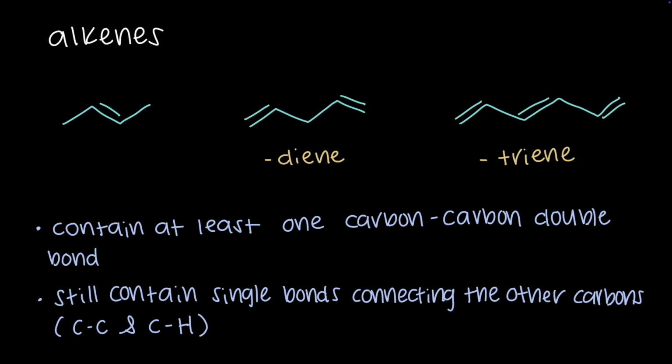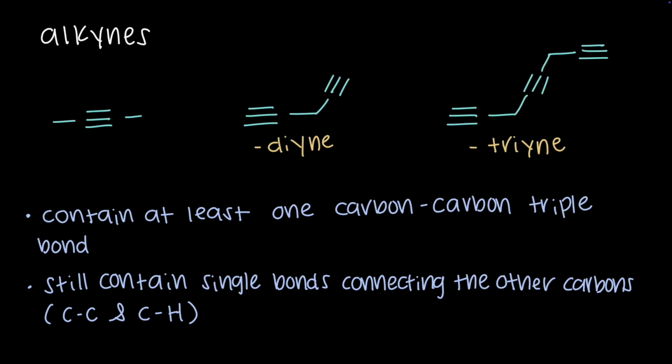Alkenes contain at least one carbon-carbon double bond. They can have multiple double bonds like dienes or trienes, and will still contain single bonds connecting the other carbons as well as CH groups. Alkynes contain at least one carbon-carbon triple bond. They can have multiple triple bonds like diynes or triynes, and will still contain single bonds connecting the other carbons as well as CH groups.